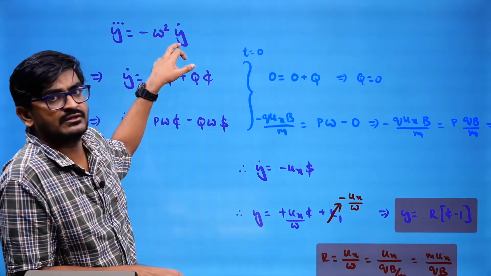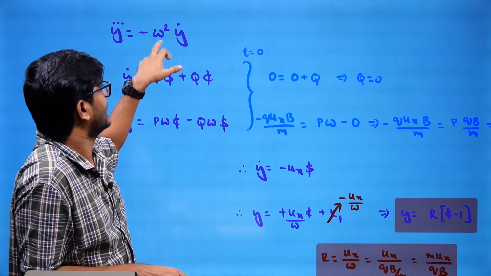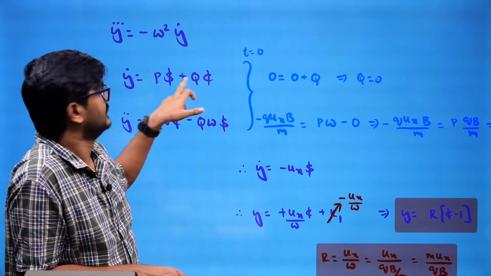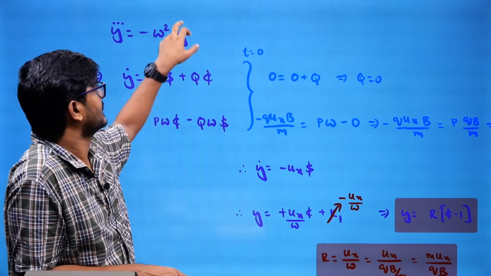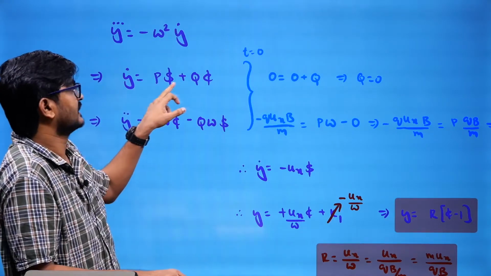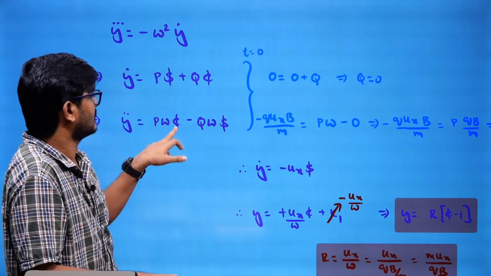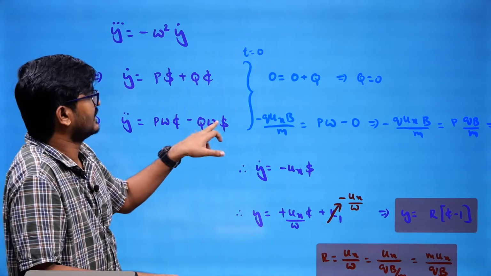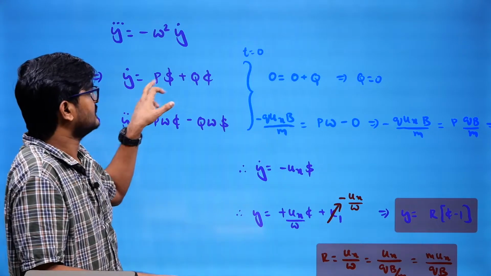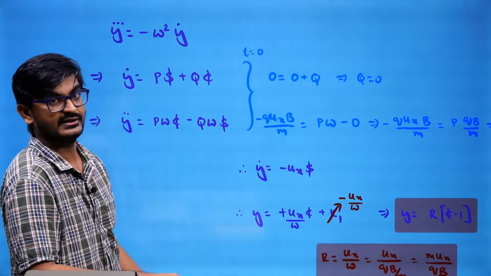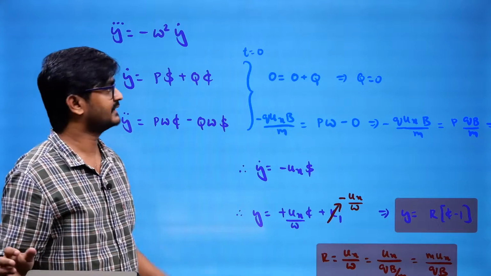So the general solution of SHM will be P sin omega t plus Q cos omega t. Now differentiation of this one will give me P omega cos omega t minus Q omega sin omega t. Now there are two variables P and Q, so I need to find what are their values. So I am going with the initial condition.